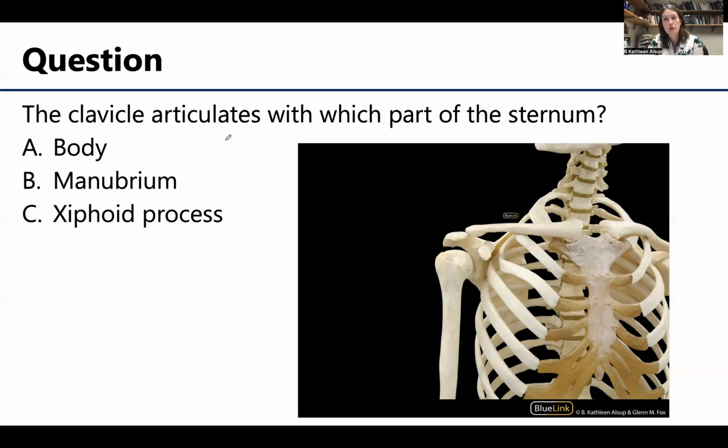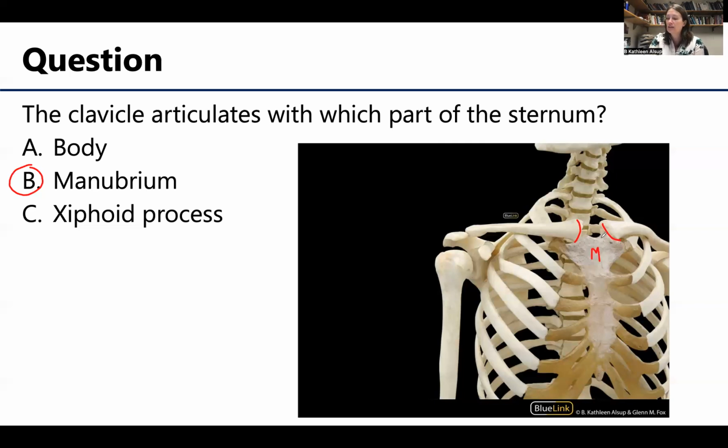Pause the video if you need to, and when you're ready, let's talk about how B, the manubrium, or that most superior portion, is the correct answer. So you can see that handle here of the sternum articulating with the clavicles on either side and those clavicular notches that we discussed. So it makes sense. The clavicles are a bit more superior, so it's going to be articulating with that superior most portion.